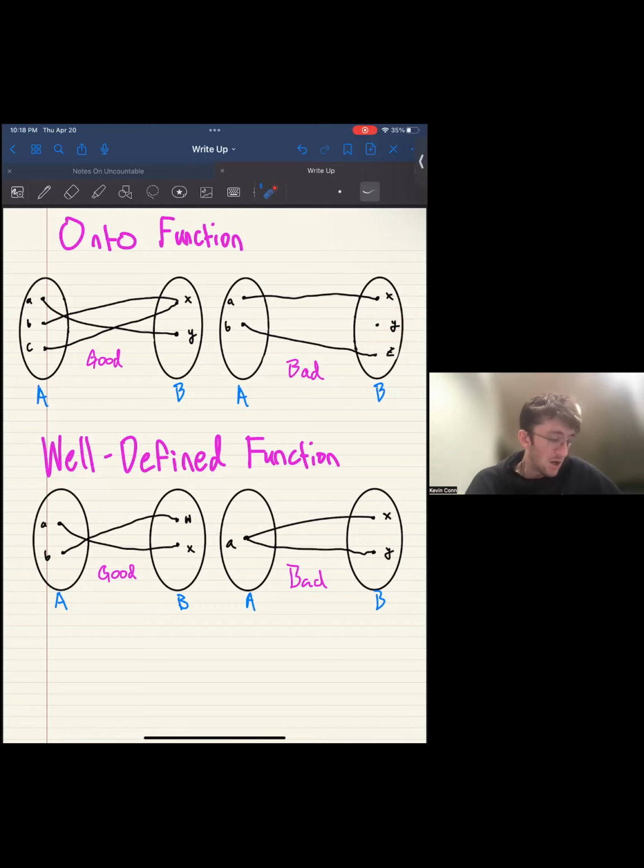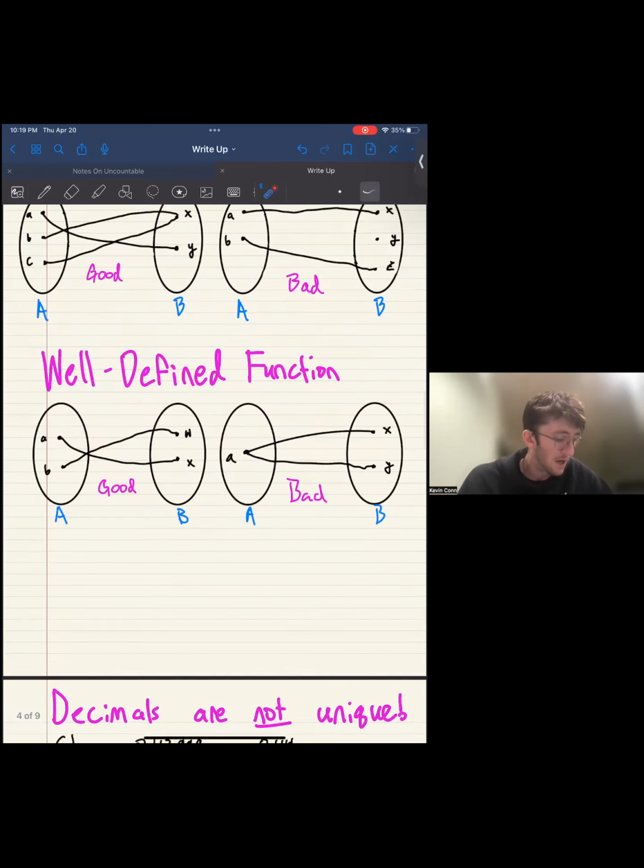Well-defined is what makes a function, essentially, but we still need to define it here. It's saying that an input only has one output. So A can't go to X and Y at the same time. That's a problem. That's not a well-defined function.